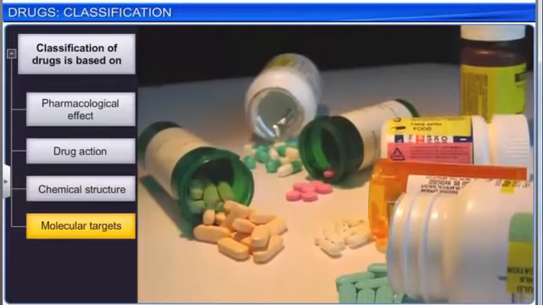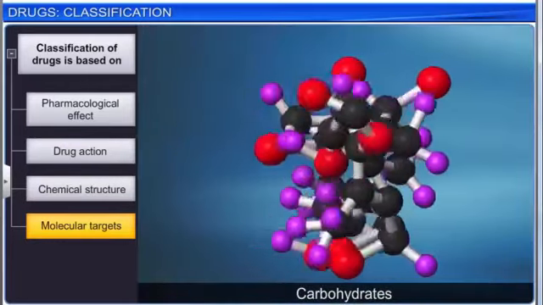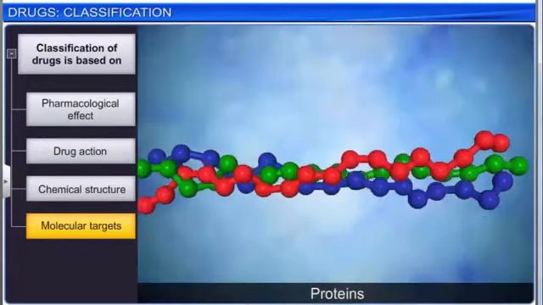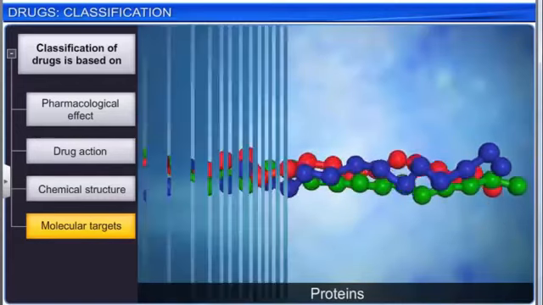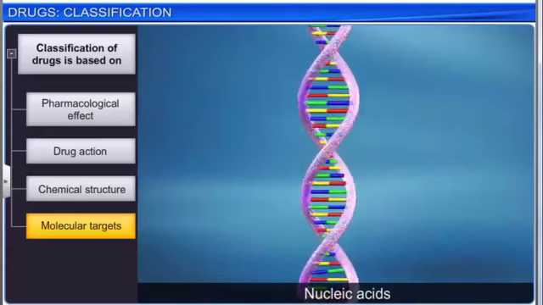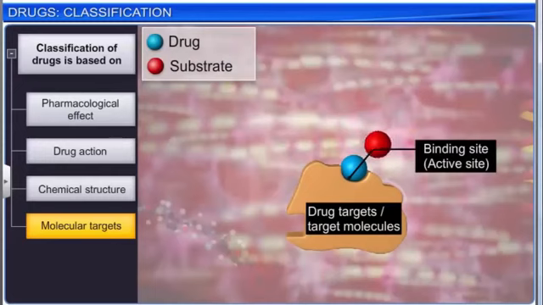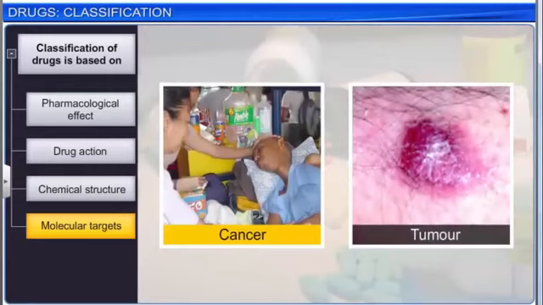Drugs usually interact with biomolecules like carbohydrates, lipids, proteins, and nucleic acids. These biomolecules are called drug targets or simply target molecules. Drugs with similar structures have similar mechanisms of action on biomolecular targets. Drugs classified as per their molecular targets are especially used in the treatment of major ailments such as cancer and tumors.